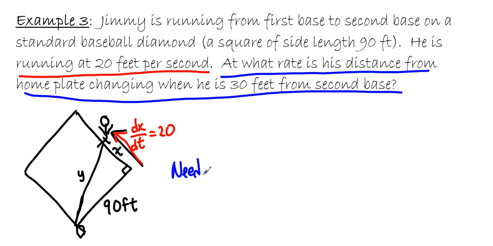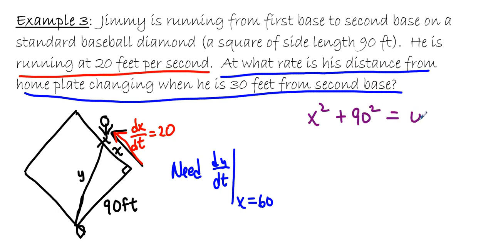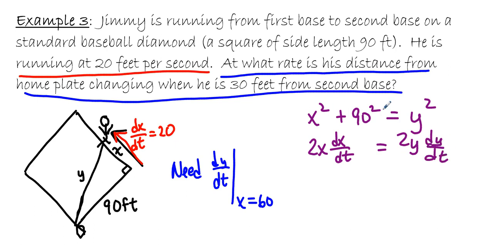We need dy dt when he is 30 feet from second base. Well, if he's 30 feet from second base, then he's 60 feet away from first base. And we look at this right triangle and we relate the variables. X squared plus 90 squared is y squared. And then we take derivatives on both sides with respect to time. You should ask yourself why there are 3 terms here, but only 2 terms there. That's a question worth asking. We make the plug-ins.